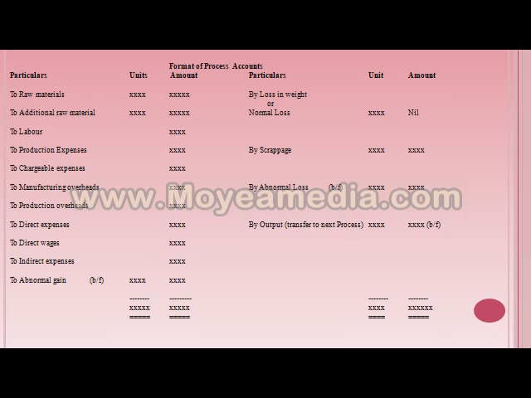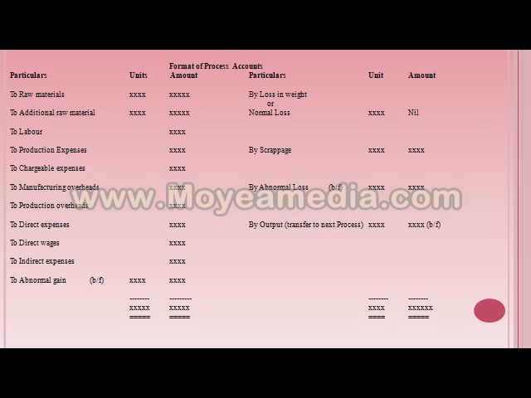Now I'll explain the format of a process account. Since it is an account, it has a debit side as well as a credit side. On the debit side, it has three columns. It starts with particulars, unit, amount. The same is followed on the credit side as well: particulars, unit, amount. All the expenses that are related to the particular process account will be written on the debit side as it is shown in the format.